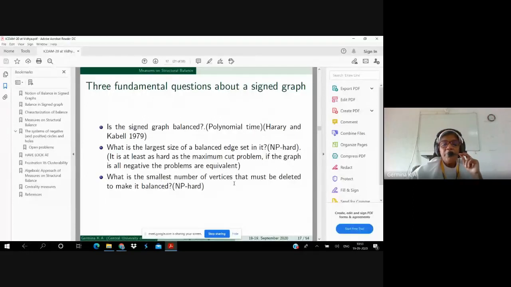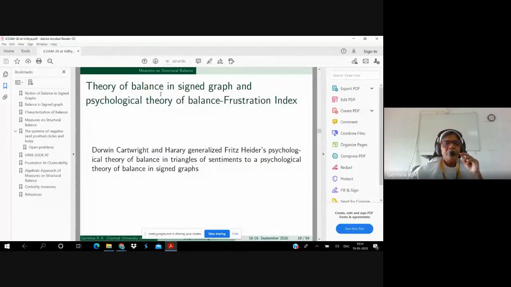What is the smallest number of vertices that must be deleted to make it balanced? This is a very important question in frustration theory. That is, how many relationships should be cut, the minimum number, so that the system becomes balanced, or the network becomes balanced, or our attitude becomes balanced. So this is again an NP hard problem, but there are some measures to measure it that we will look at. The theory of balance in signed graphs and the psychological theory of balance: frustration index.